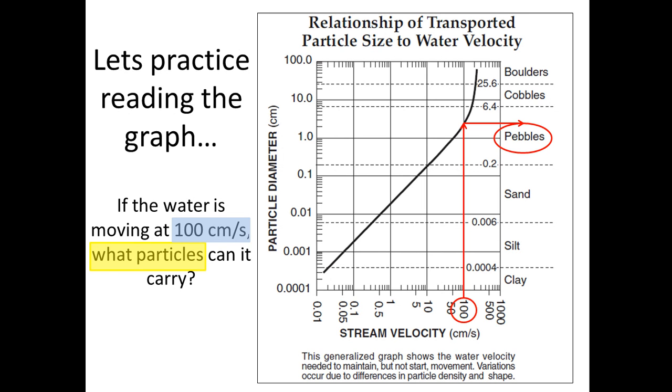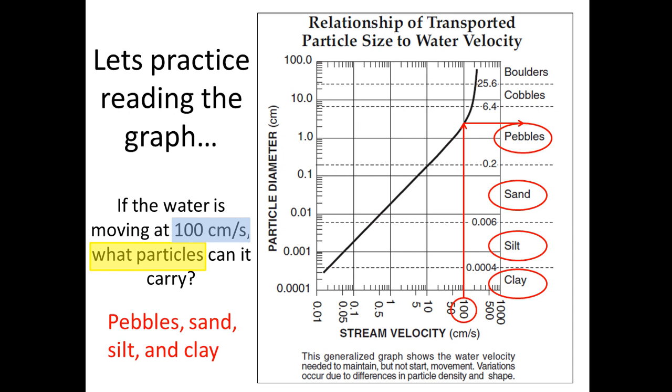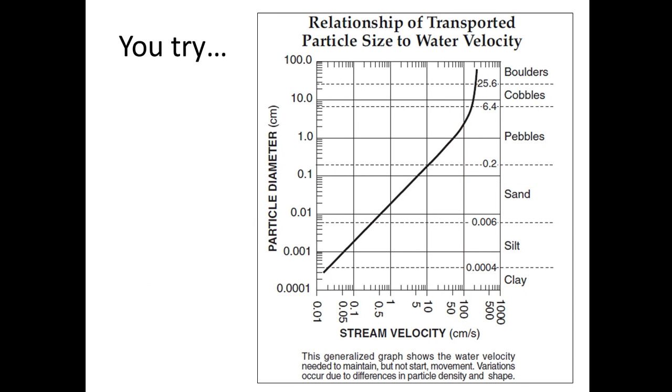But if we think about this, pebbles are a relatively large particle. They're bigger than sand, silt, and clay. So if the river is moving fast enough to carry pebbles, it is also moving fast enough to carry things smaller than pebbles. So this river, moving at 100 centimeters per second, will carry pebbles, but it will also carry sand, silt, and clay. So our answer is all 4. You try.